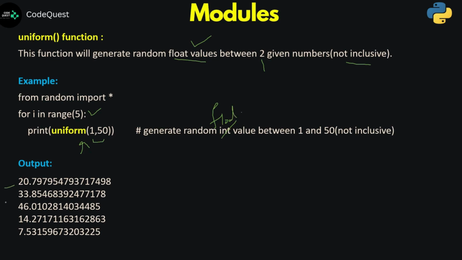Because these are random numbers, we cannot guarantee that these are the only values that I'm going to get every time. Some random values are going to be generated, but they are all going to be float values, and the last value, I mean the stop value, is not inclusive over here.